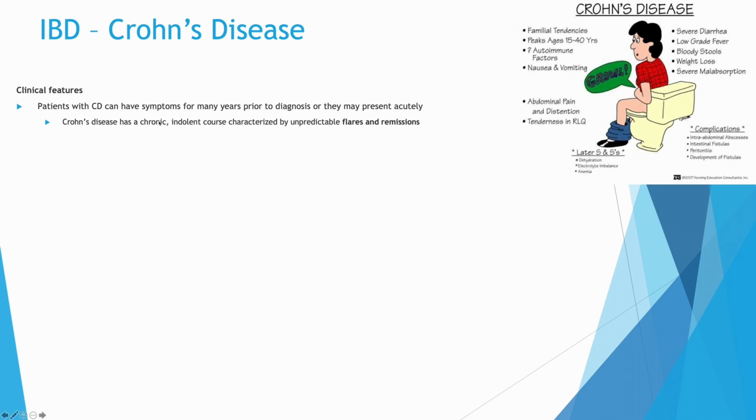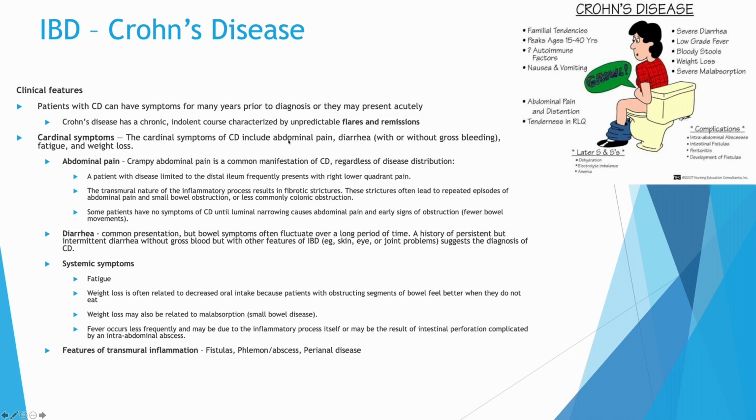So patients with CD, or Crohn's disease, usually have symptoms for a long time, or a few years, before they're diagnosed, and it's actually really difficult to diagnose Crohn's disease because the symptoms are quite vague. Otherwise, some patients may present acutely, like having an acute flare, and that's how their first presentation happens. Remember, it's chronic, and it can have an indolent course, and it's pretty unpredictable. It has these flares and remissions. The cardinal symptoms, the ones that we tend to see most often, are abdominal pain and diarrhea. It's usually frequent bouts of diarrhea, even nocturnal diarrhea, with or without bleeding, and then fatigue and weight loss.